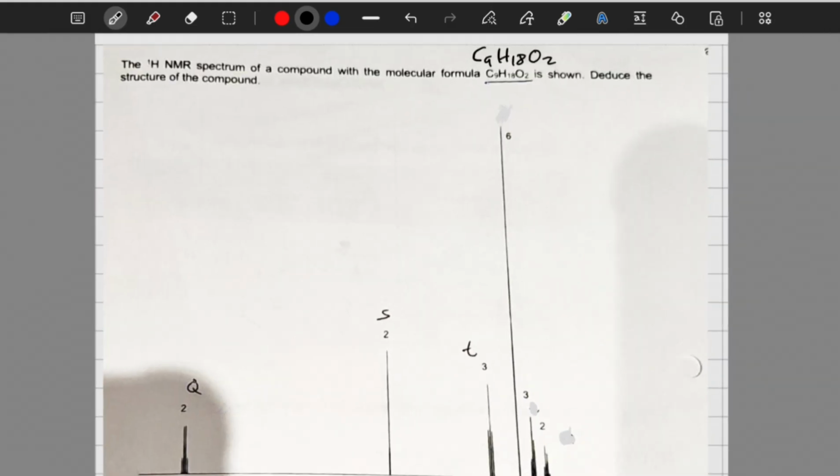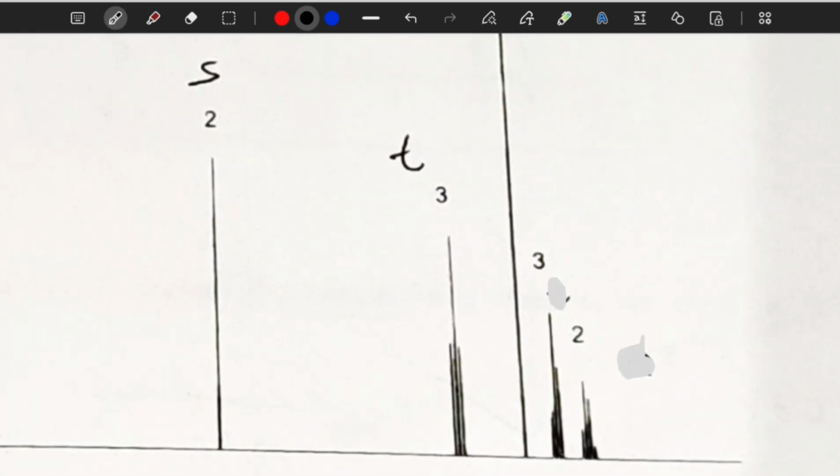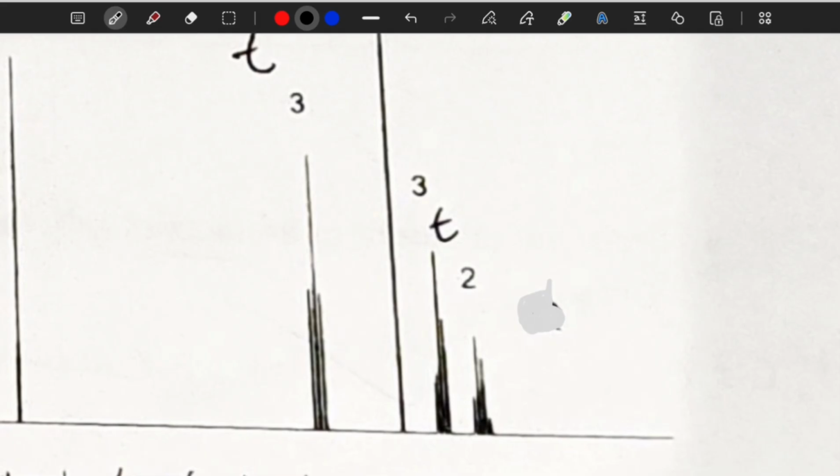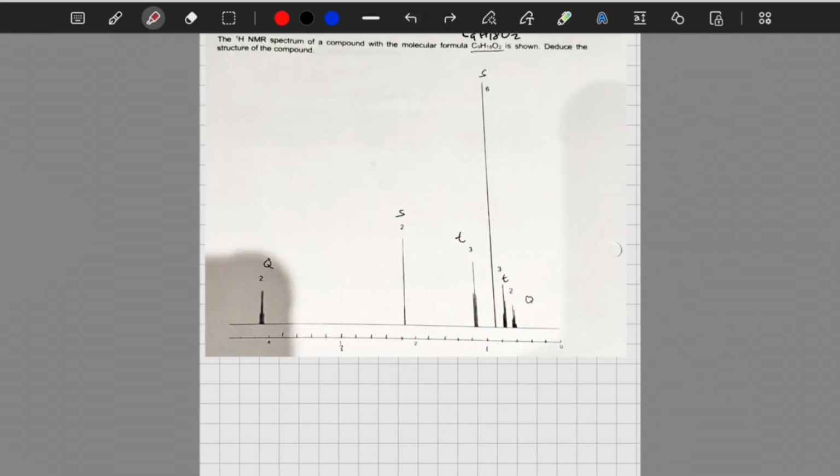This long 1 line is a singlet because it's 1 peak. This 3 is a triplet. And then this 2 is a quartet. There's like a little spike there. So it's a quartet. I was about to say triplet, it was a quartet. So it's very hard to see it sometimes.